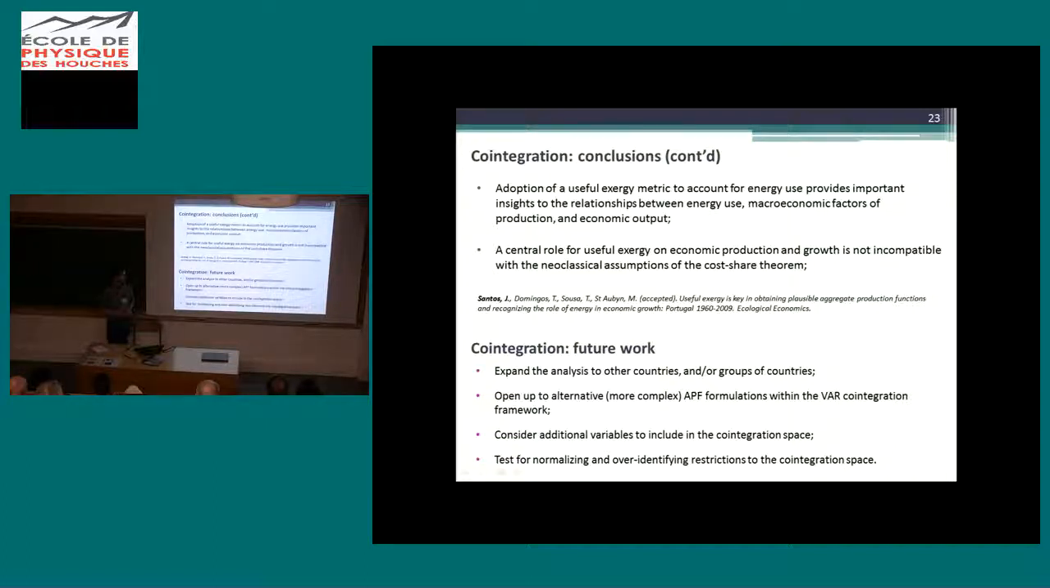The work I've just presented has recently been accepted to Ecological Economics. It should soon be published, and we are thinking, of course, of expanding this to outside Portugal, very important. Open up to more complex formulations of the production function, other than the Cobb-Douglas, which is simplistic in nature, but it's the easiest one to use, especially with our cointegration analysis. Additional variables to include in the cointegration space, and also more robust statistical testing of the restrictions to this cointegration space.